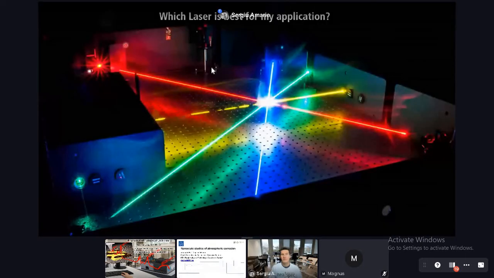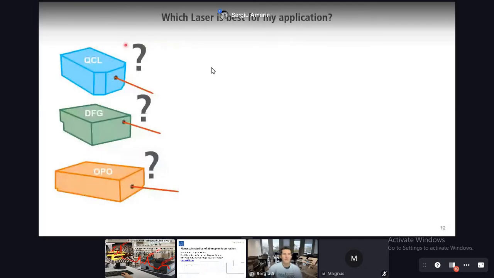This is one of the most frequent questions we receive from you. Which laser is best for my application? Should I use a QCL laser? Or maybe a DFG laser is a better choice? The standard answer you get from us is, it depends on your application. And allow me to give you a glance at why this question requires a tailored discussion, and the answer is complex.